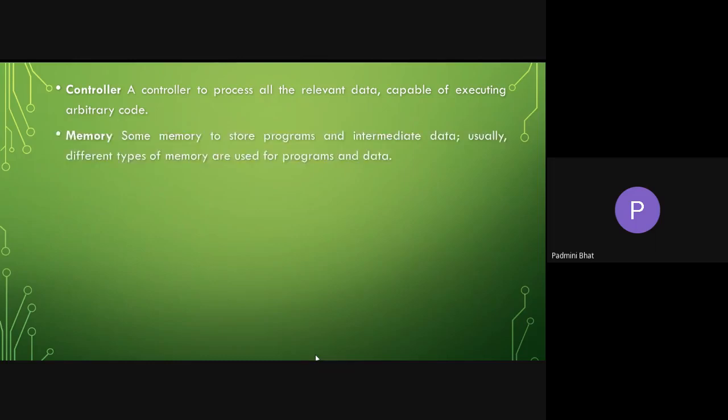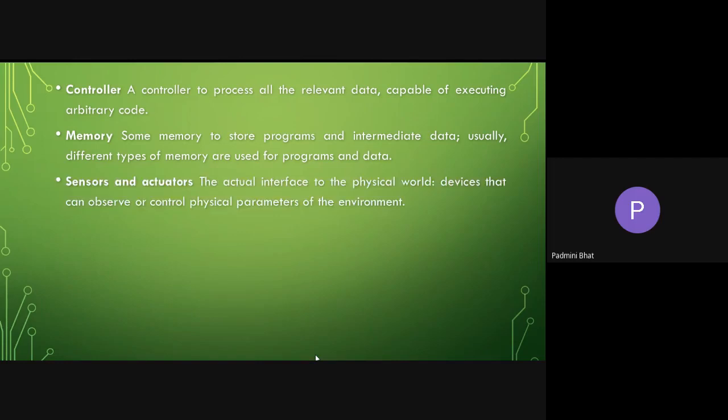Memory is to store the programs and also to store the intermediate data. Again, there are many restrictions on memory size, which again is based on the application. Usually different types of memory are used for programs and data. Then sensors and actuators: there are a variety of sensors and actuators. They are the actual interface to the physical world, devices that can observe or control physical parameters of the environment.